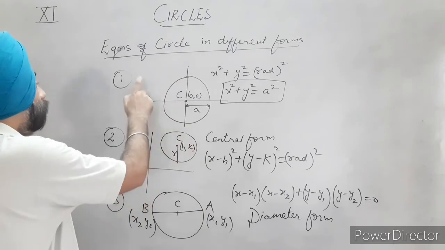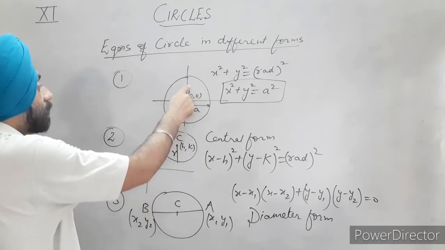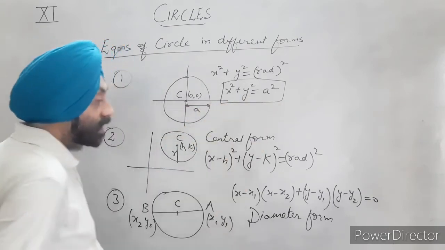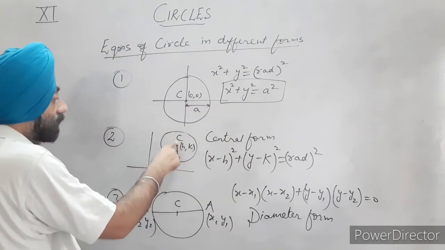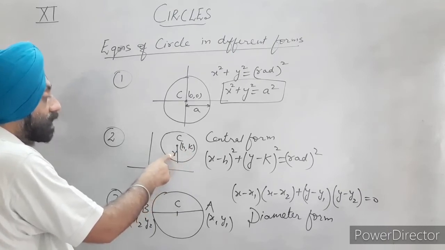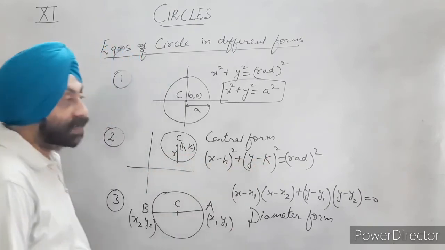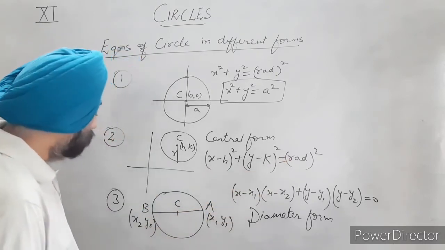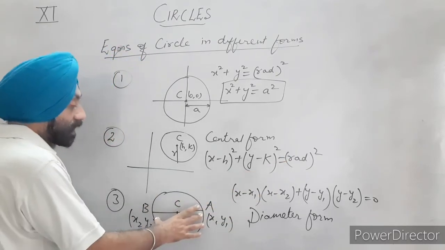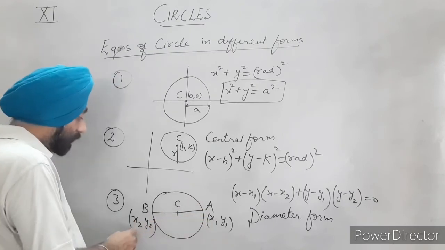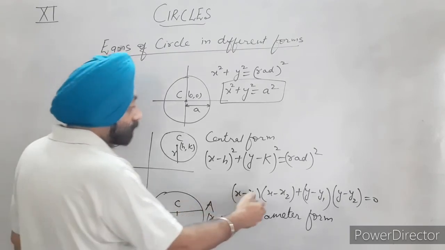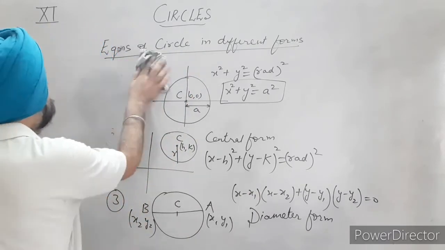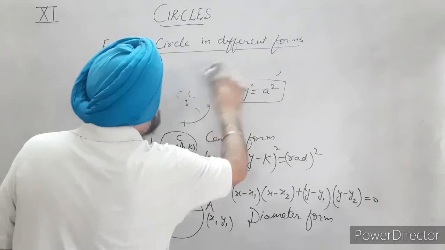Now again I repeat, the first type is the circle having center at the origin, radius is a, x square plus y square is radius square. Now the second one is the center is (h, k), radius is r, it is (x minus h) square plus (y minus k) whole square equals radius square. Next one is the ends of the diameter are given, (x1, y1), (x2, y2). Then the equation of the circle can be written like this. These are three forms.